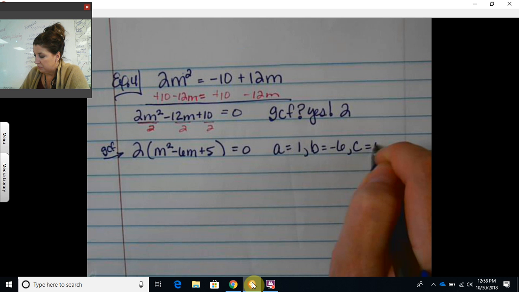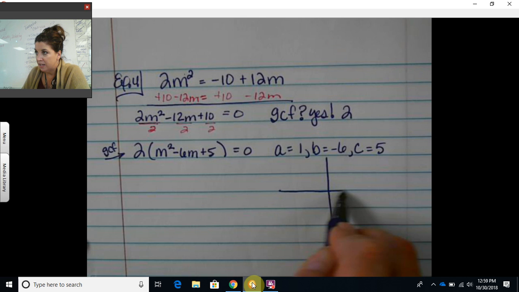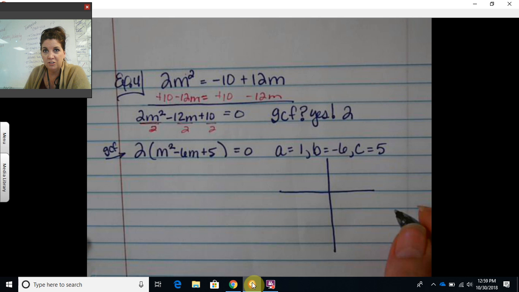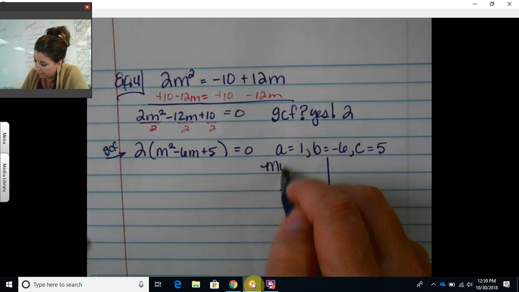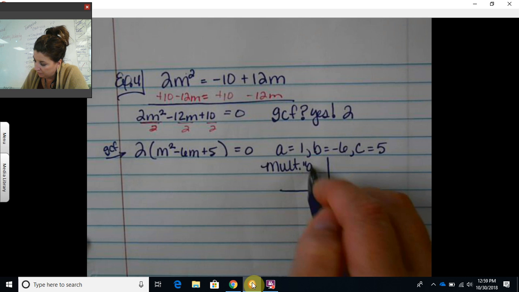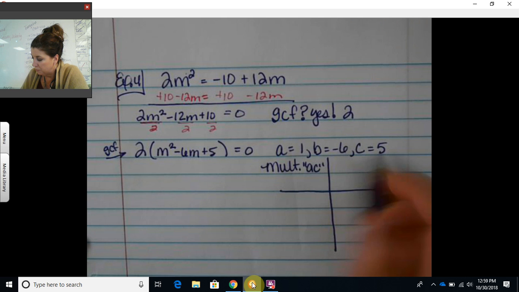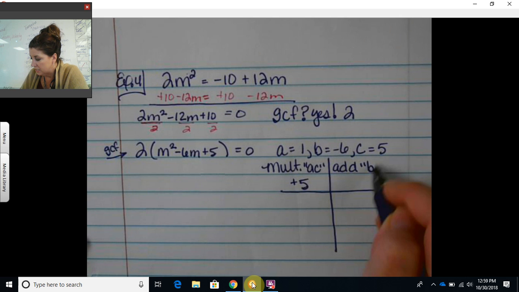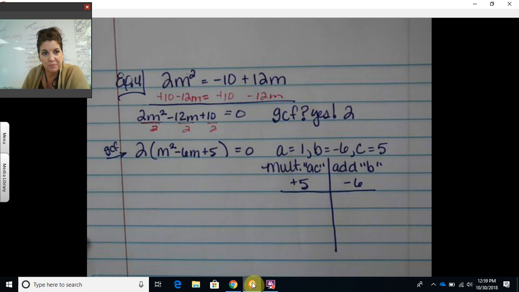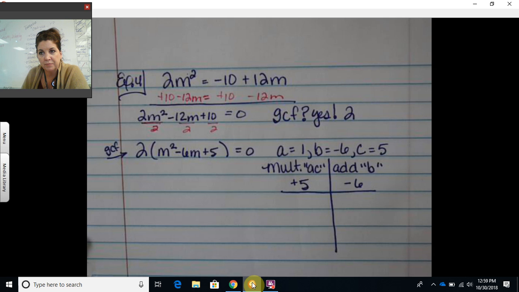So make your little T chart. Remember last year? Short and stout. I'm a little T chart, short and stout. All right, we need 2 numbers that multiply together to give us AC, which A times C is positive 5, and then add to give us B, which is negative 6. What do you think?